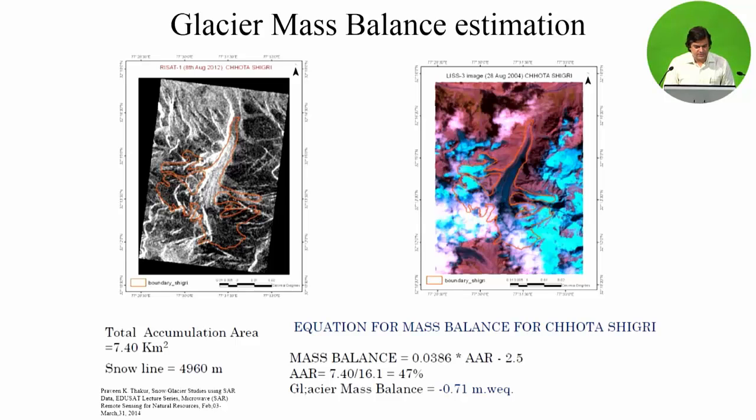In this slide we are seeing the glacier mass balance estimation with the help of our Indian satellite RISAT-1 for Chota Shigri glacier. The mass balance was estimated with the help of C-band SAR dataset, and the obtained value was -0.71.